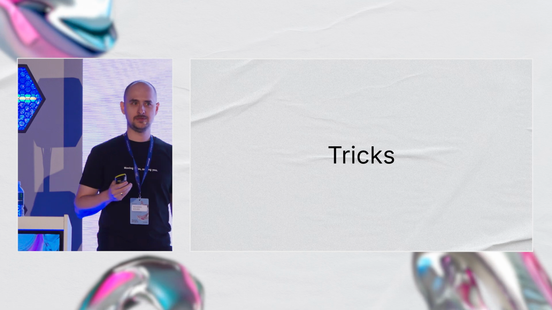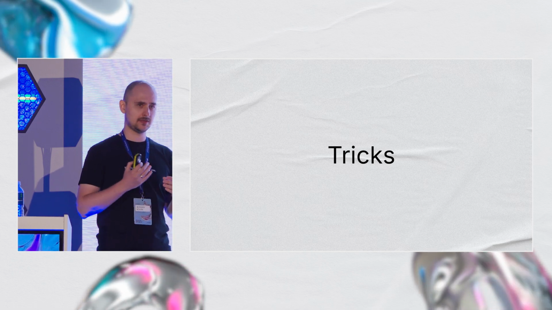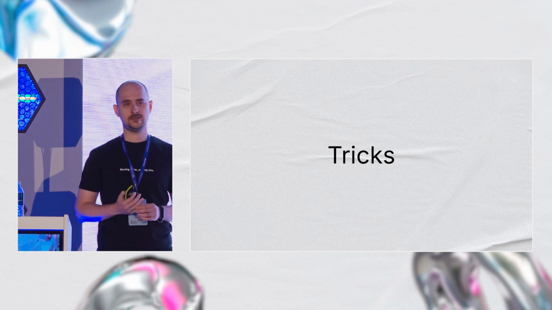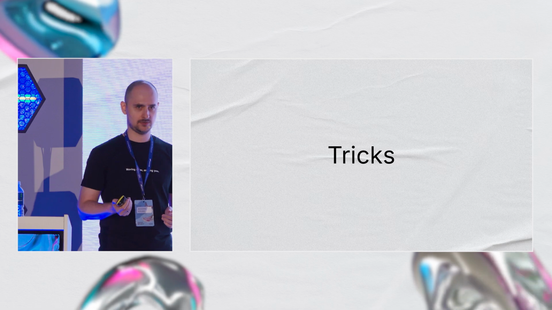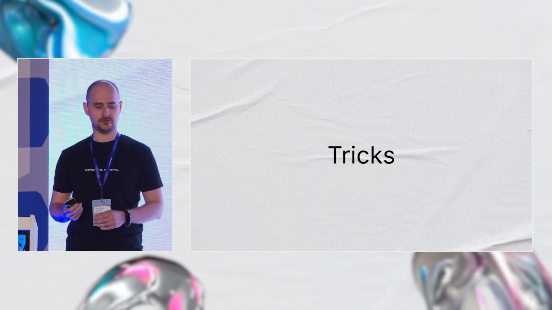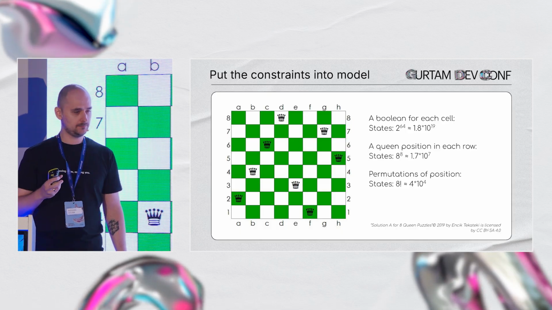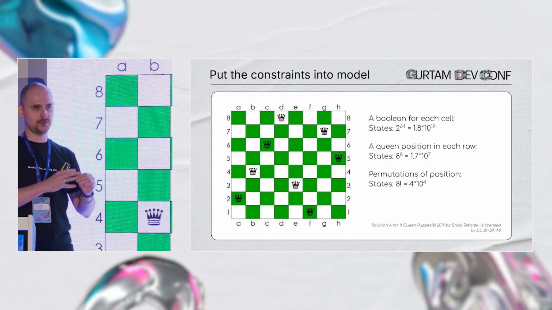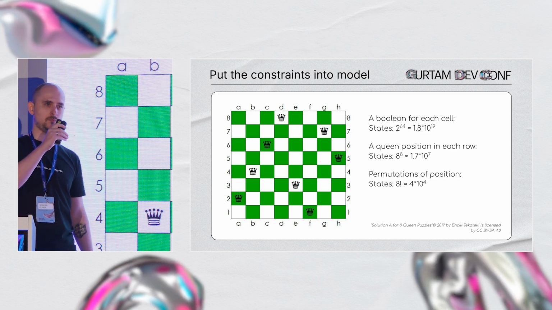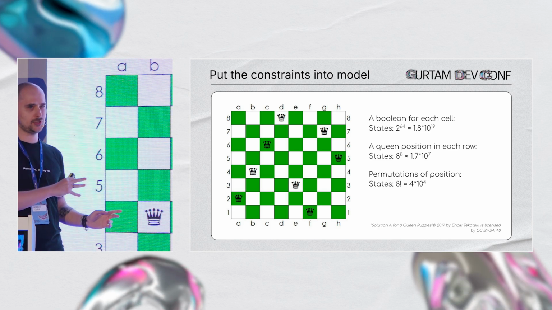I want to tell you different tricks you can try that make your solving faster, regardless of which method you try to implement and use. One of them is to put the constraints into the model. For example, we can look at the 8 queens problem, where you have a chessboard and you need to place 8 queens on it so that they cannot hit each other.